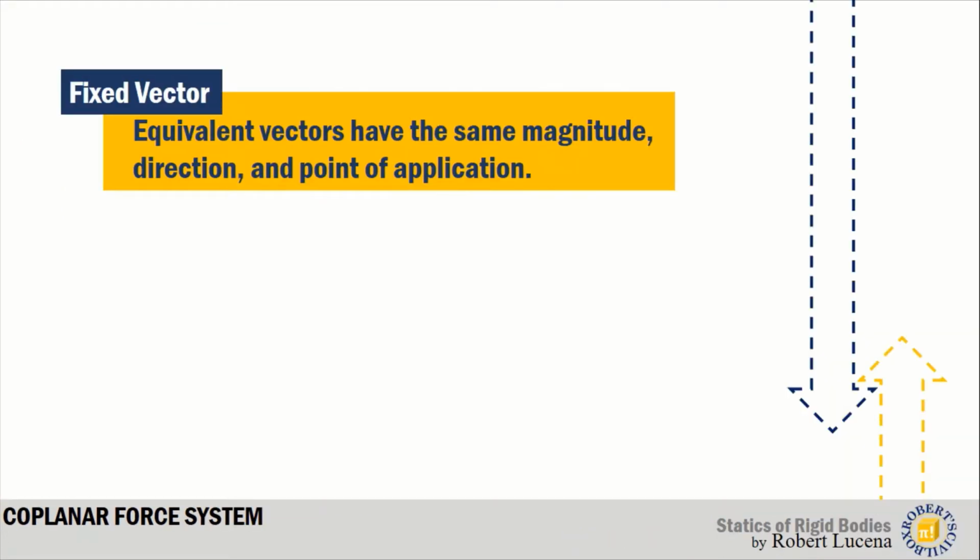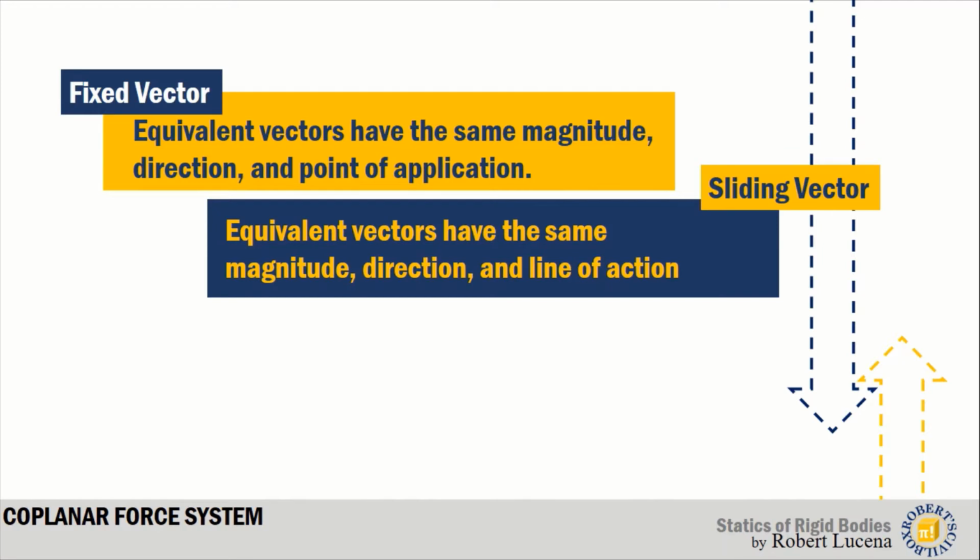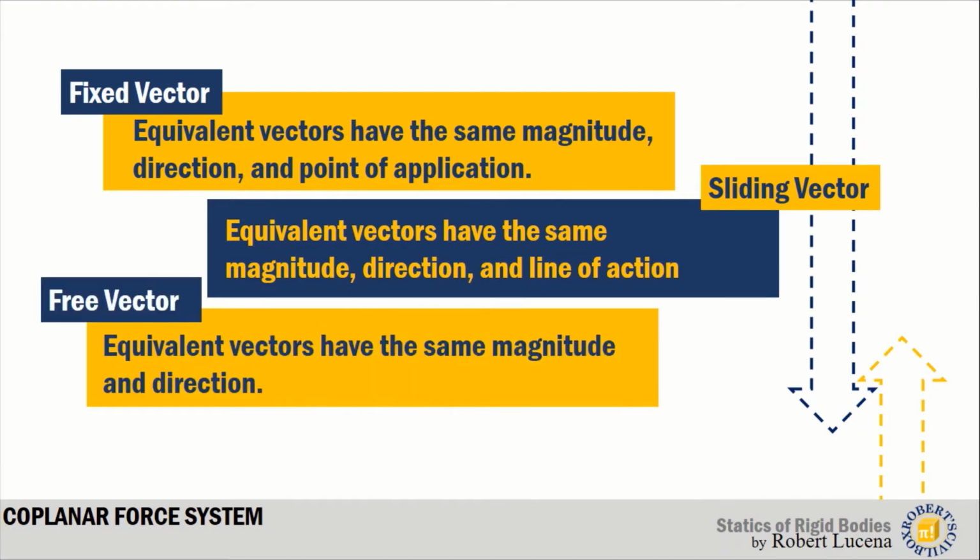So force can be of three types of vector. It could be a fixed vector, wherein equivalent vectors have the same magnitude, direction, and point of application. It could be a sliding vector, wherein equivalent vectors have the same magnitude, the same with a fixed vector, and direction, but the line of action is the common thing about sliding vectors. And free vectors have the same magnitude and direction only.